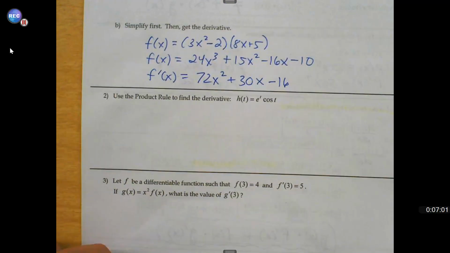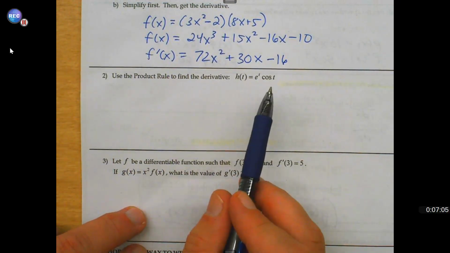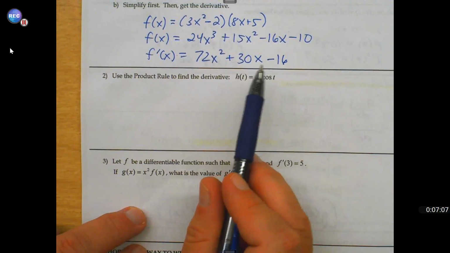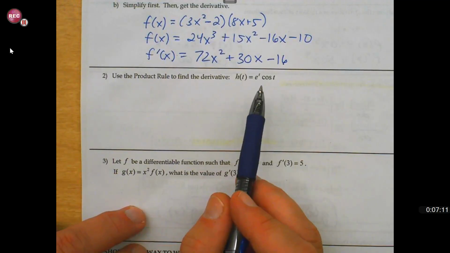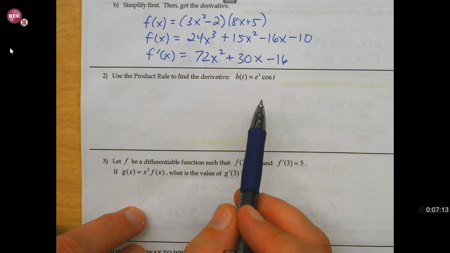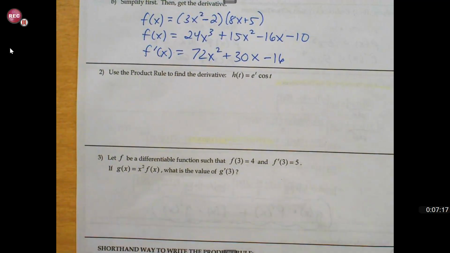Now, if you go on to problem 2, we have this function defined as e to the t times cosine t. Now, unfortunately, there's no way to rewrite this, so we're kind of stuck. So here would be an example where we have to use the product rule. So why don't you pause the video, see if you could just apply the product rule to this and come up with an answer.